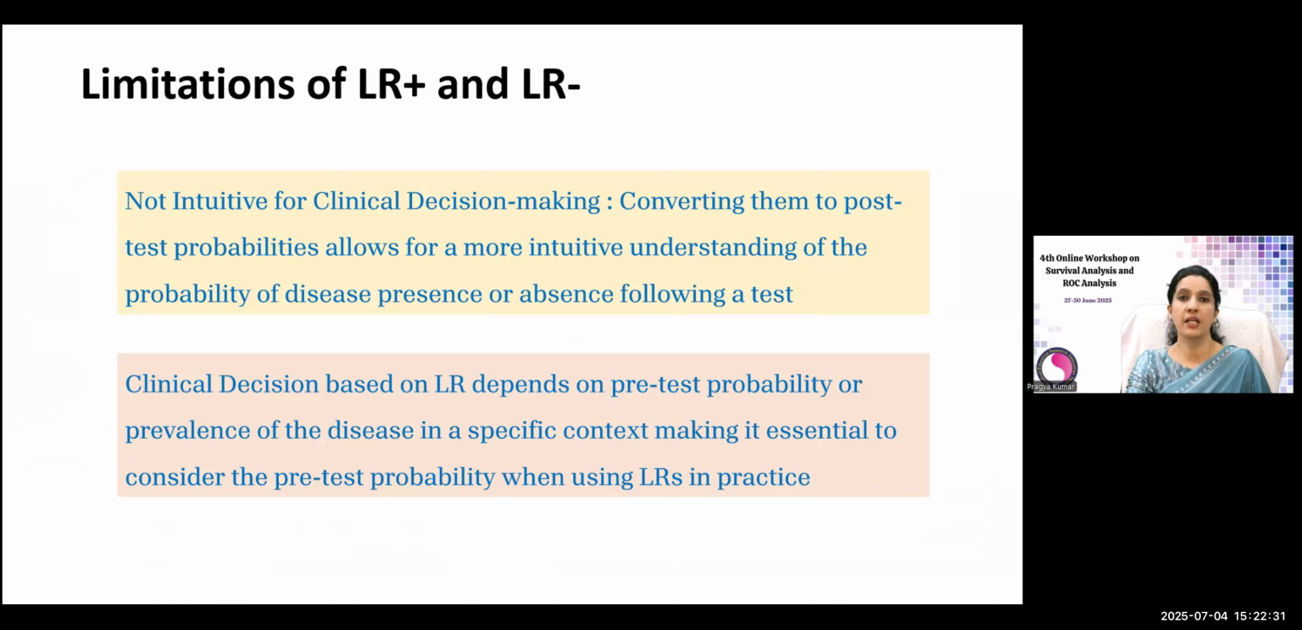But again, there are limitations of the positive and negative likelihood ratios. Even if you know that the likelihood ratio is 12 or 13, how will you inform the patient and how will you take a clinical decision? Because you need to convert these likelihood ratios into the post-test probability. What is post-test probability? After the test result, what is the probability that the person will have the disease? And clinical decision making is generally done on this post-test probability.